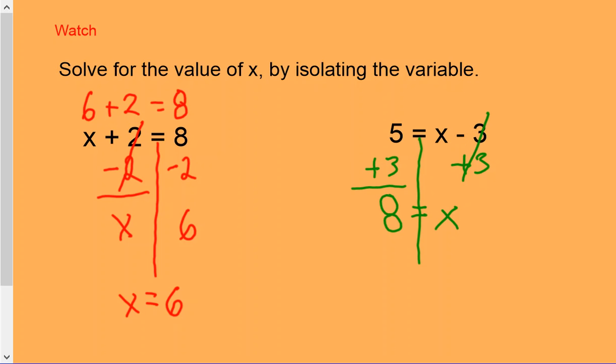And again, we can check our answer by plugging the value that we found in for the variable. So that would be 8 minus 3 equals 5. And 8 minus 3 is 5, so that is correct. Alright, so you got to watch me go through a couple examples. Now it's going to be your turn.